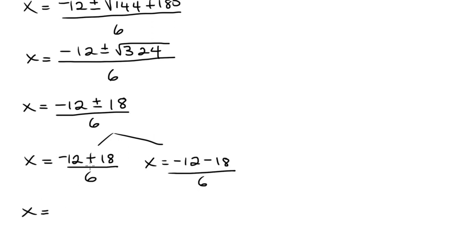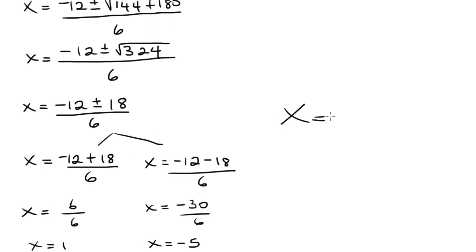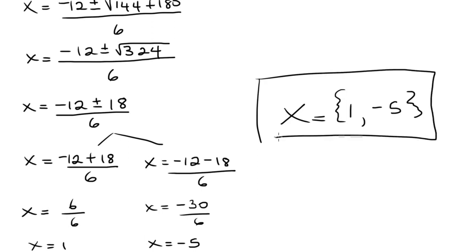So x equals 6 divided by 6, which is 1. The other solution, x equals negative 30 divided by 6, x equals negative 5. So I've got two solutions here. x equals 1, and x also equals negative 5. It's really hard to do braces and things like that with this tablet. Again, don't judge me. These are my two solutions. x equals 1, x equals negative 5.